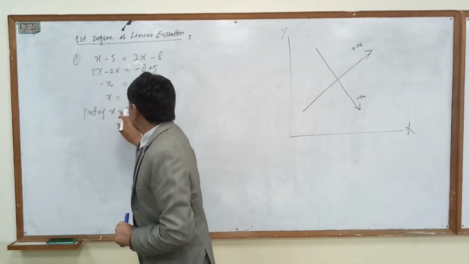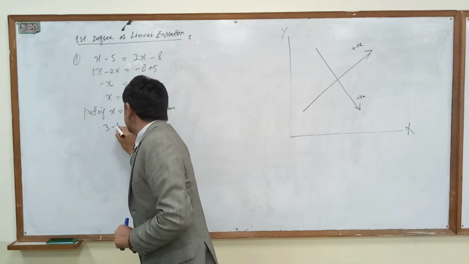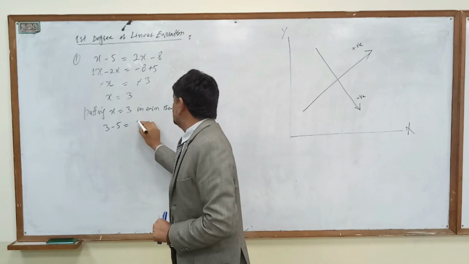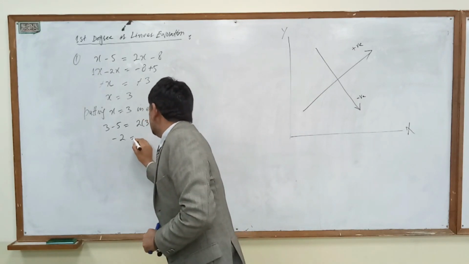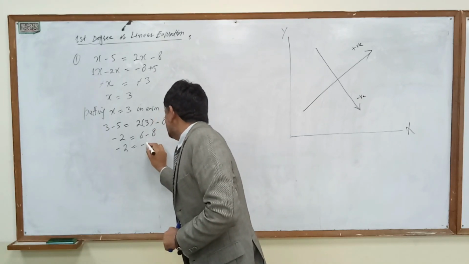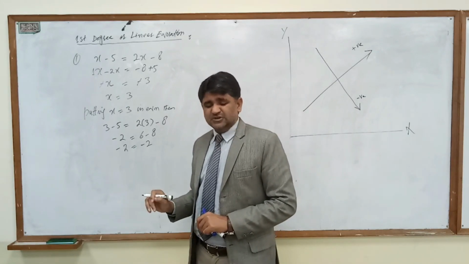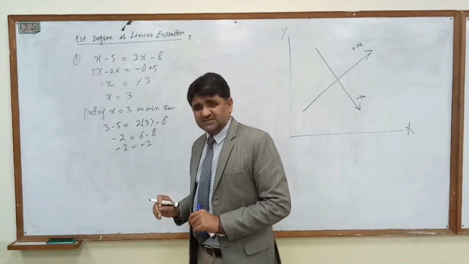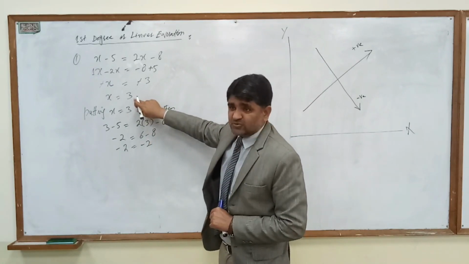What is the value of x? 3. We can place here 3 minus 5 is equal to 2 into 3 minus 8 minus 2, which is 6 minus 8 minus 2, equal to minus 2. So both sides are equal? Yes. So the equation is satisfied with the root. Then we can name it the real root.